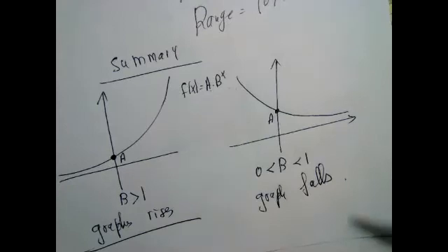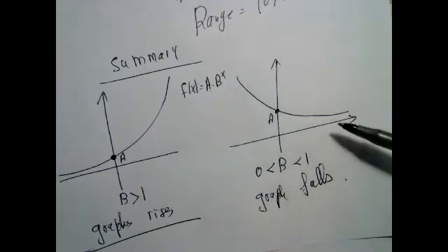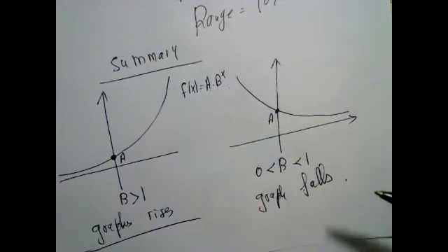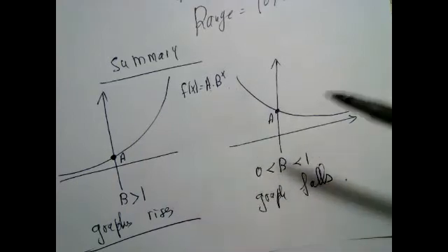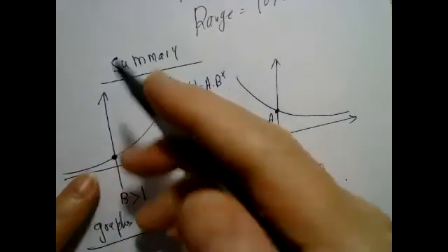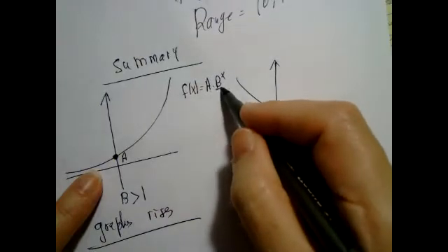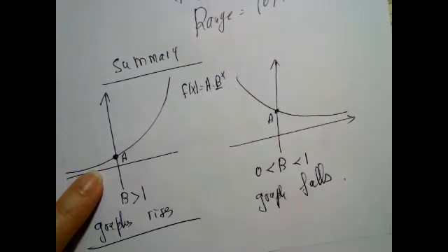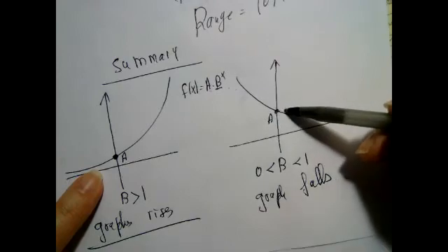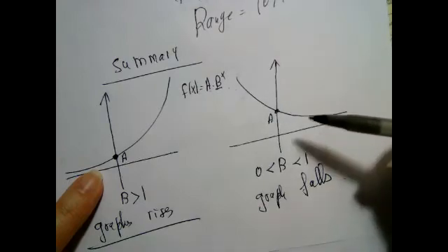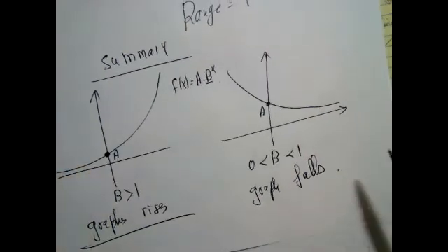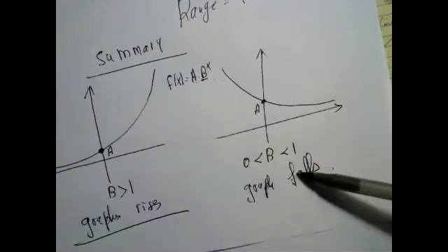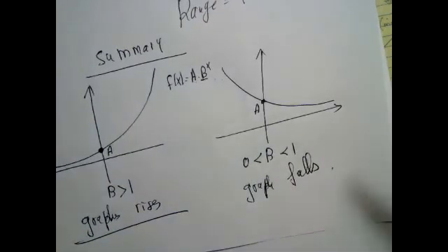So when we're sketching those graphs, we have to look at the b, and depending on the b, we know whether it is increasing or decreasing. And it makes sense because in this case, we multiply by a number bigger than 1, so things would get larger. Here, we're multiplying by something less than 1, which makes the number smaller. Okay, so this is the graph, and this is the effect of b on the graph.